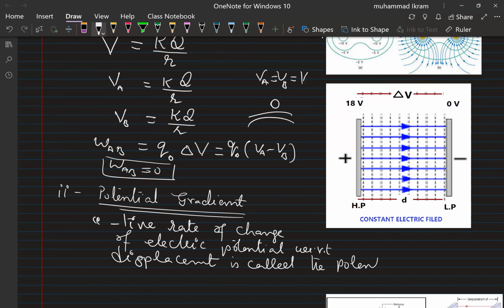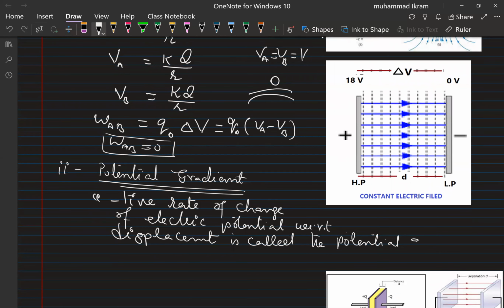We call it the potential gradient. So you see, mathematically we can write that the potential gradient is equal to the rate of change of electric potential with respect to the position, delta R. That is called the potential gradient.